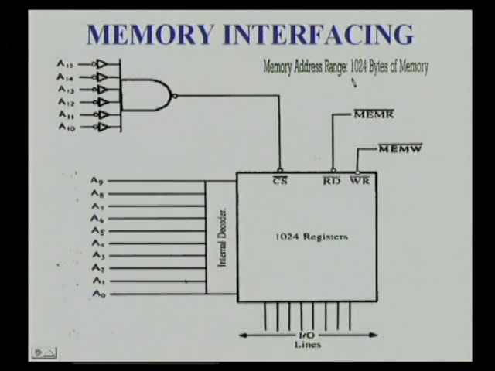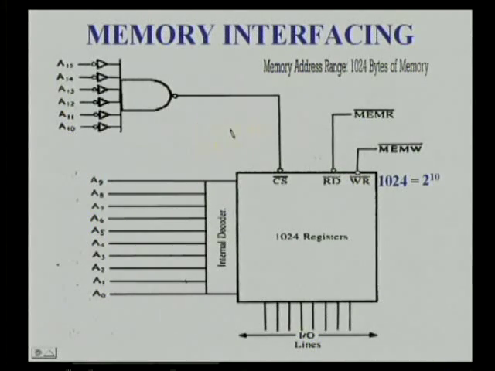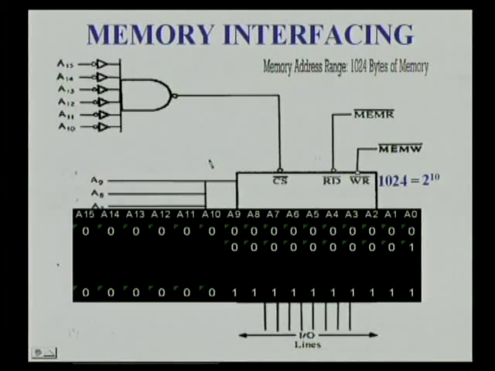Here this is a 1K byte chip, and the address lines needed will be 10, because 2 power 10 is 1024. So A0 to A9, a total of 10 address lines, are directly connected to the chip, and the remaining address lines A10 to A15 are used to select the chip. Since all of A10 to A15 are connected through inverters, the address map will be like this: 0000 to 03FF. You can see this diagram again.